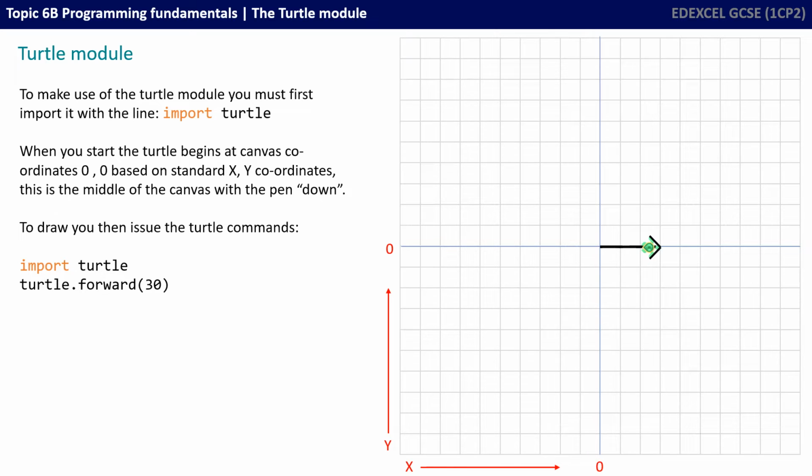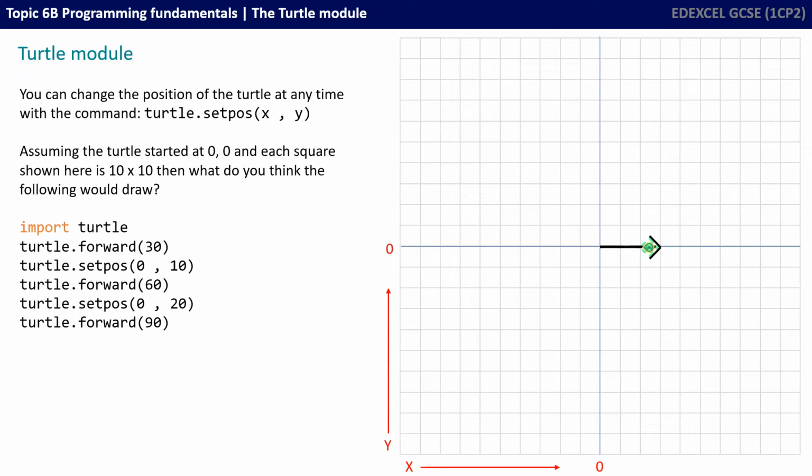To draw, you then issue the turtle commands. For example, turtle.forward(30) makes the turtle move forward 30 steps, drawing the line behind it. You can change the position of the turtle at any time with the command turtle.setPos(x, y).